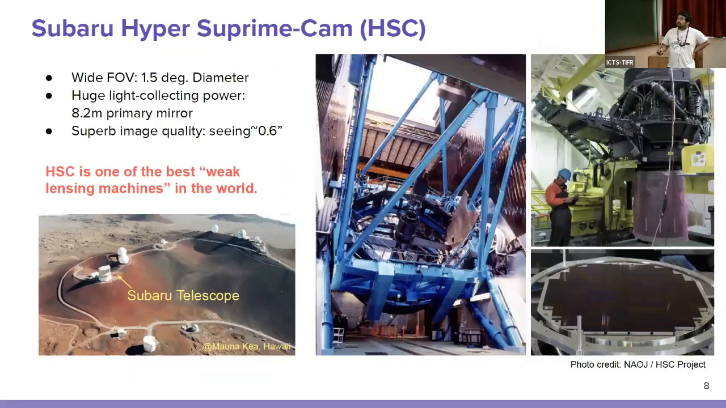And okay, so let me jump into the Subaru Hyper Suprime-Cam. The Subaru is at the summit of Mauna Kea, and because of that, we have a good seeing of 0.6 arcsecond, and it has an 8.2 meter primary mirror, and it has a prime focus. This is a unique point of the Subaru telescope. There's only one telescope with a prime focus and such a large mirror. So we put the HSC at the prime focus, and then we can get a really large field of view. This covers a 1.7 degree diameter, and it's covered by about 100 CCDs.